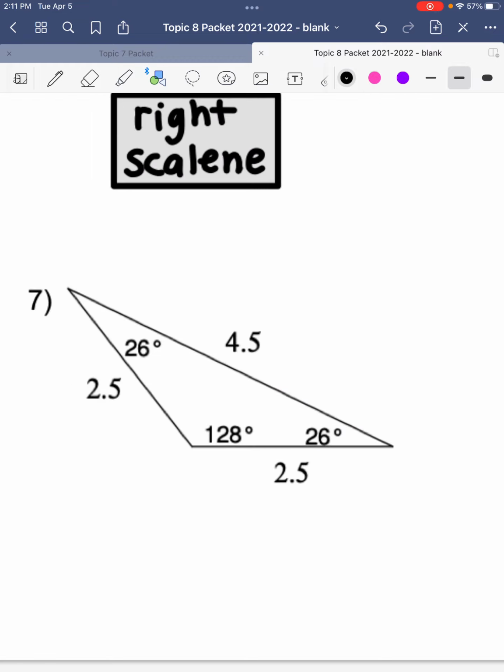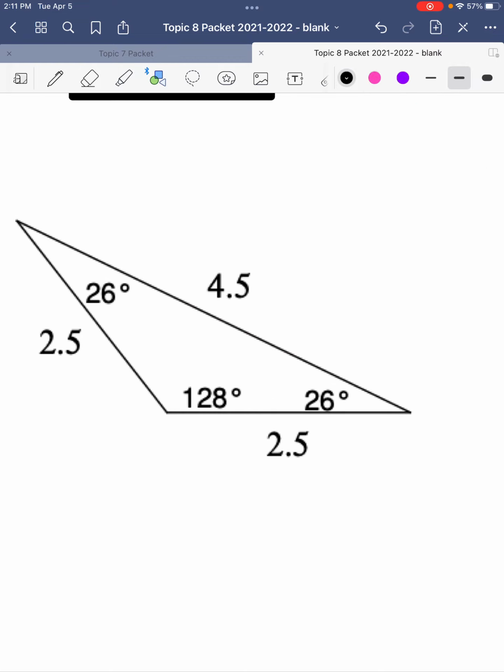Okay, number 7. So this is a little bit easier because I've been given all of the angle measures and the side lengths. Okay, so let's start with our angles first. What I notice right off the bat is this right here is bigger than 90 degrees. So I've got one angle that's bigger than 90 degrees. What kind of triangle is this? If you said obtuse, you're right. It is an obtuse triangle. One angle is bigger than 90 degrees.